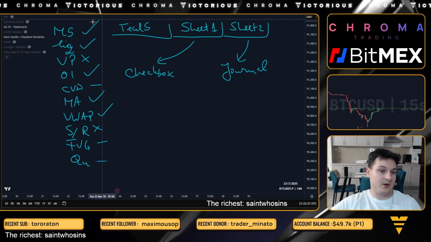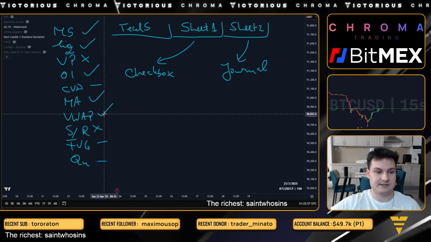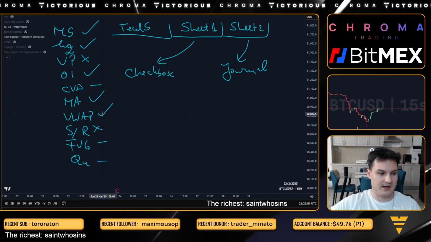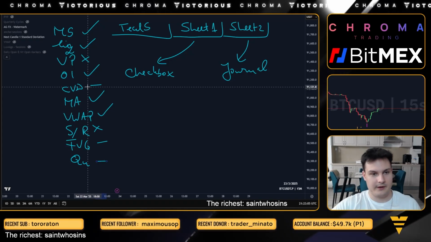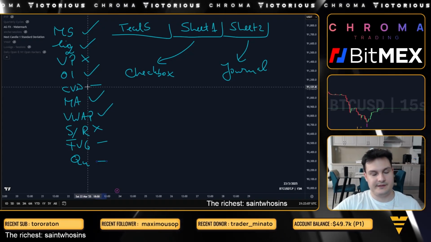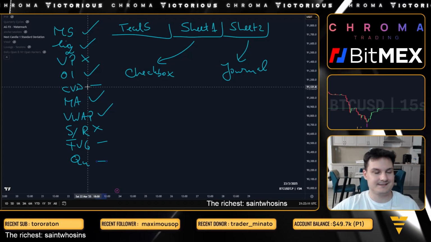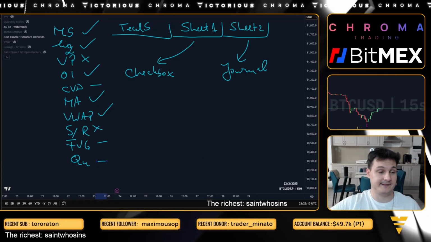And now we have made this count: 1, 2, 3, 4, 5 things in our confluence. So if it's at least 5, then we will long. If you have 8 components, you need 4. If you have 6, you need 3. If you have 5, you need 3. It's always at least half of the components need to tell you to take that trade.